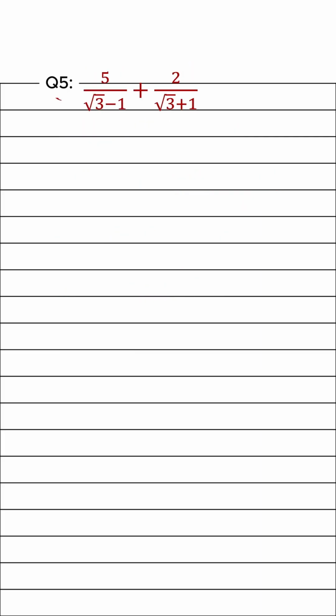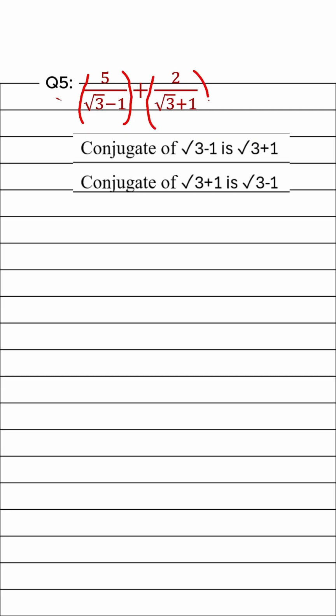In this next question, we have two binomial surds in the denominators. To rationalize a fraction with a binomial surd at the denominator, we must use its conjugate, which is changing the sign from plus to minus or vice versa.